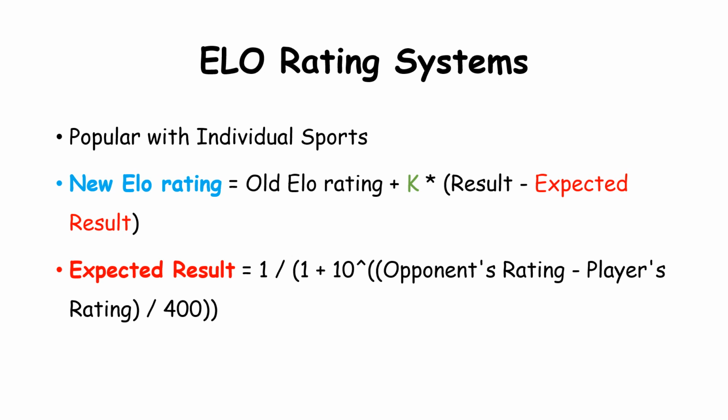Next would be the result minus the expected result. And by result, we usually give a 1 for a win, a 0.5 for a draw, and a 0 for a loss. And then you would subtract that by its expected result. An expected result you can find in the next bullet. The expected result formula would be 1 divided by parentheses 1 plus 10 to the power of opponent's rating minus player's rating divided by 400. And I know this looks crazy and it looks out of whack to some people who are not mathematically strong, I guess. But we will show you an illustration on the next page to kind of simplify it a little bit more.